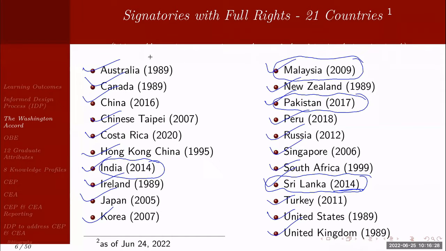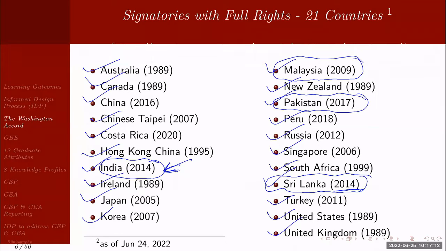So if the accreditation agency in India gives accreditation to a certain program, then those graduates, I mean, their degrees will be recognized by other signatories, other countries who have participated in this Washington Accord. Suppose the Indian accreditation agency has accredited, let's say, IIT Kharagpur. So all the graduates of IIT Kharagpur will be recognized by Malaysia, Pakistan, Sri Lanka, Turkey, US, UK, like that.